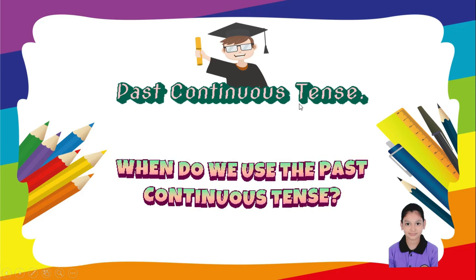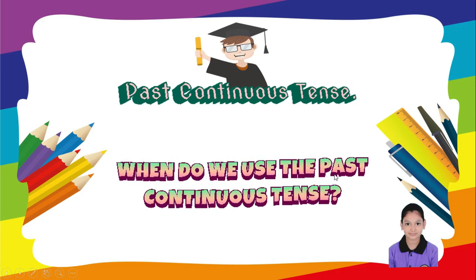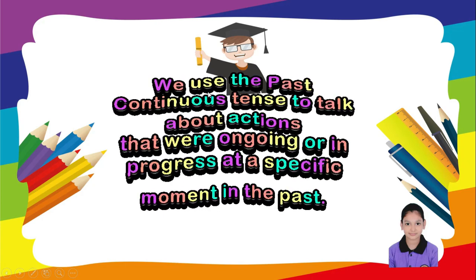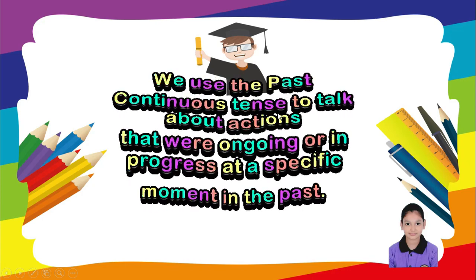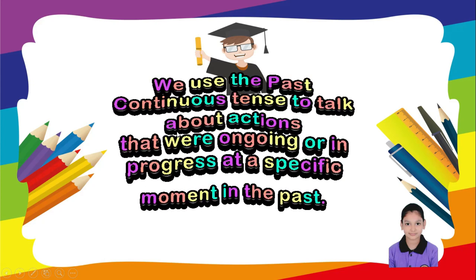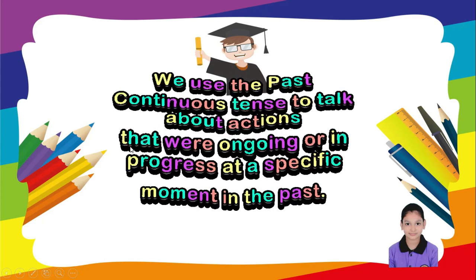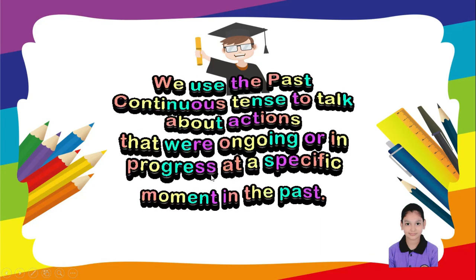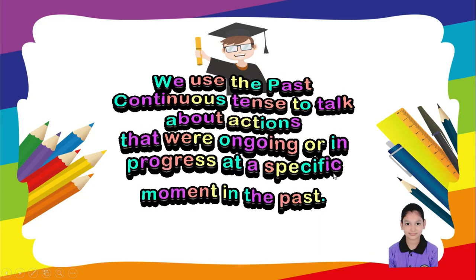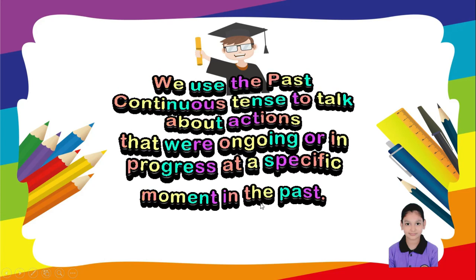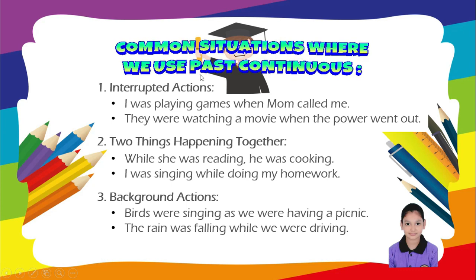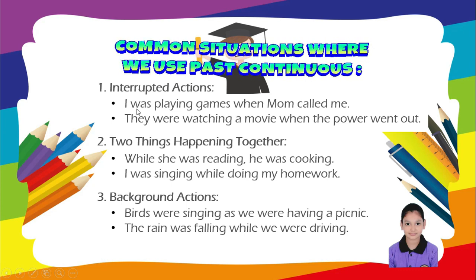Past continuous tense. When do we use the past continuous tense? We use the past continuous tense to talk about actions that were ongoing or in progress at a specific moment in the past. Common situations where we use past continuous.